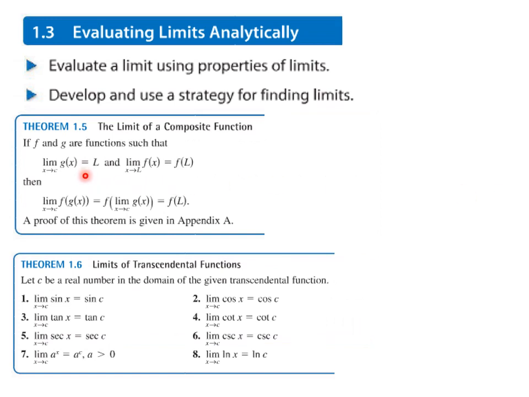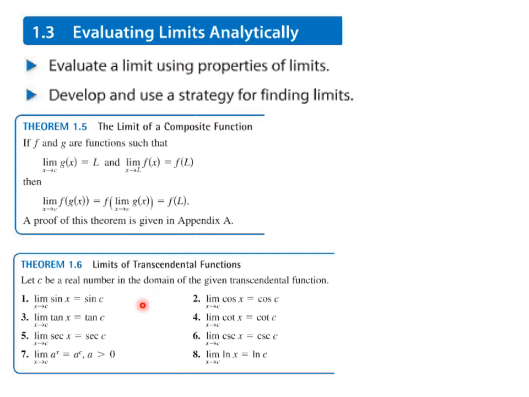Limit of a composite function: if the limit as x approaches c of g of x is L, and the limit as x approaches L of f of x is f of L, then the limit as x approaches c of f of g of x will equal f of the limit of g of x as x approaches c, which is f of L.